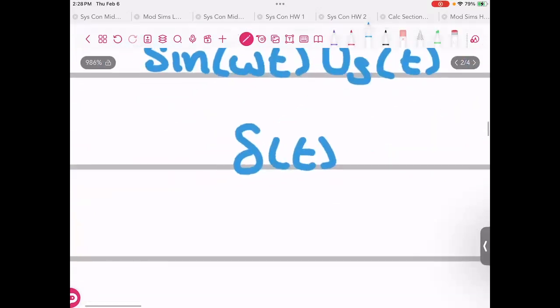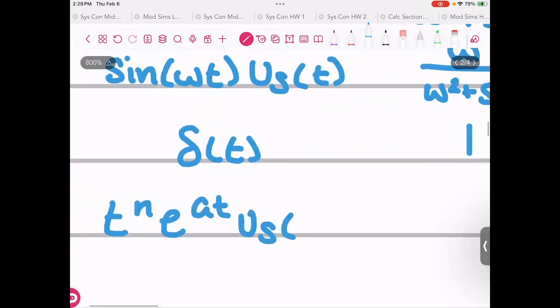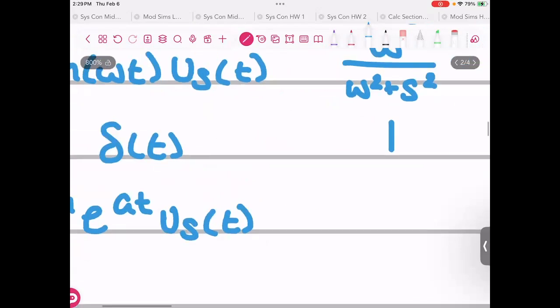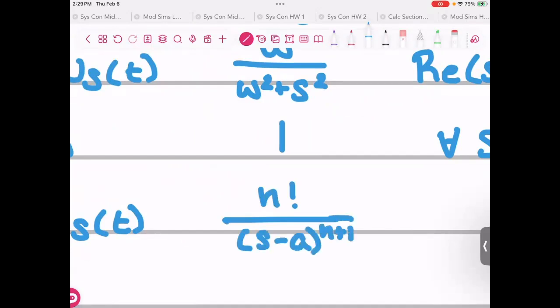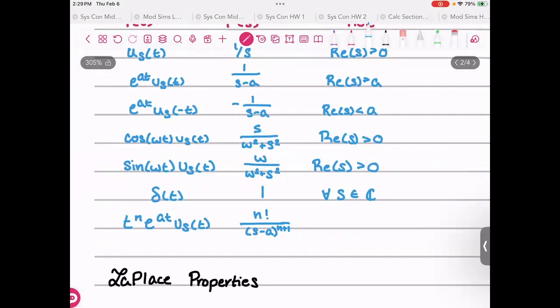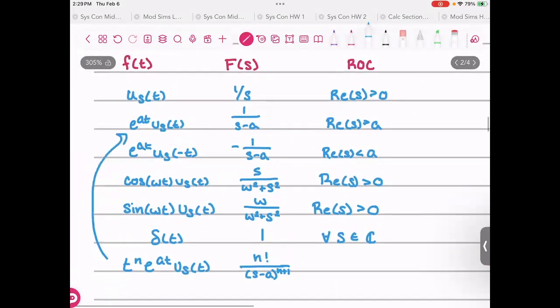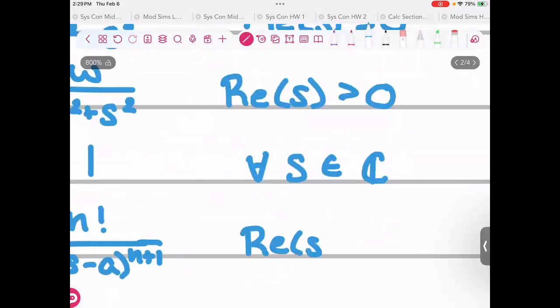Finally, there's one more, and this is a bit of a property, but it's just good to have here. t to the n, e to the a t, u of t. The Laplace transform of that is n factorial over s minus a to the n plus 1. And the ROC does not change based on that. So it's the same ROC as you would have up here, where the real part of s is greater than a.